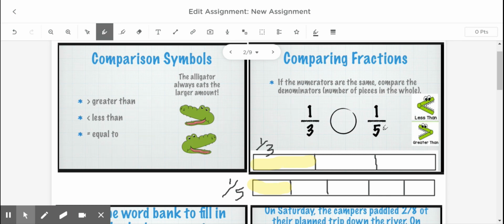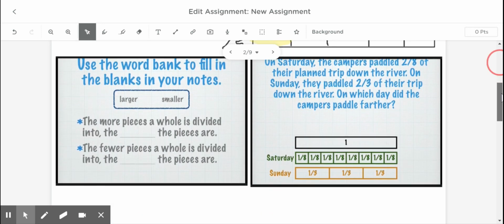So let's figure out the sign. I know 5 is a bigger number, but down here it shows that 1/5 is a smaller amount and 1/3 is the bigger amount. So I need to put the greater than sign because the alligator, or the mouth, is eating the larger part. I read this as 1/3 is greater than 1/5. That's the way that I read that. So let's do a little review. You're going to have to do this on your own in just a minute.